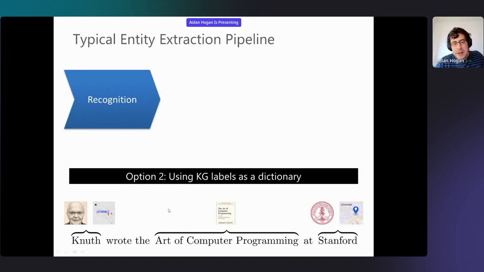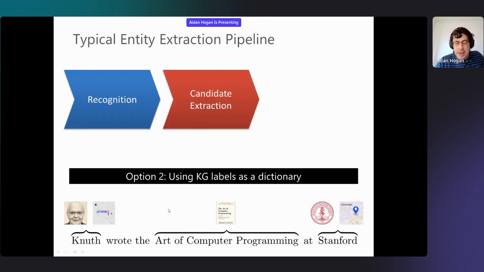So what we would like to do next is, if we apply this KG labels as a dictionary, we also solve the problem of candidate extraction directly. So we're associating mentions directly with candidates. In the other case where we apply named entity recognition, once we've extracted these mentions of named entities, we need to do some sort of search phase in order to generate the candidates.